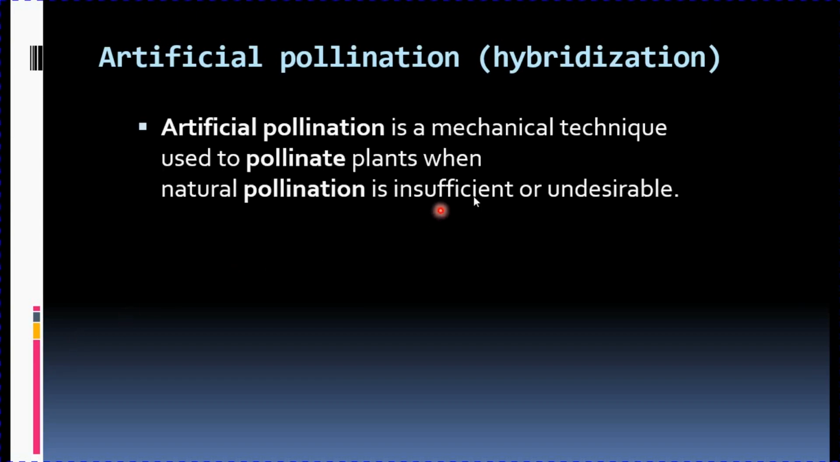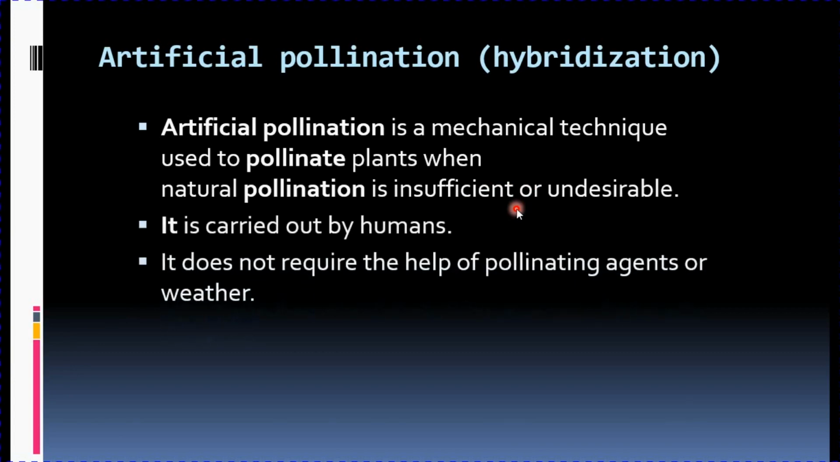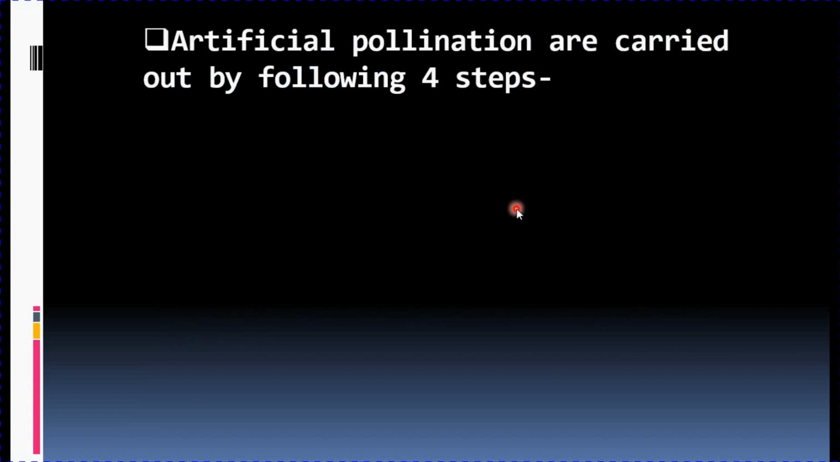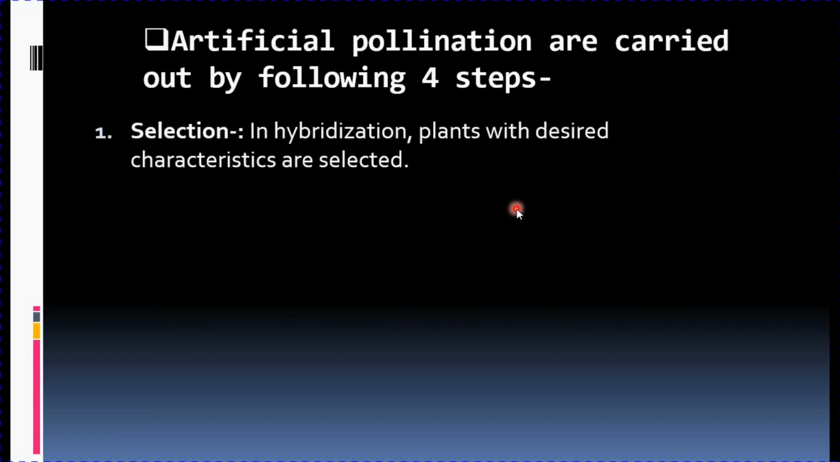It is a mechanical technique used to pollinate plants when natural pollination is insufficient or undesirable. It is carried out by human beings and does not require the help of pollinating agents or weather. These artificial pollinations are carried out in 4 steps. The first step is selection.